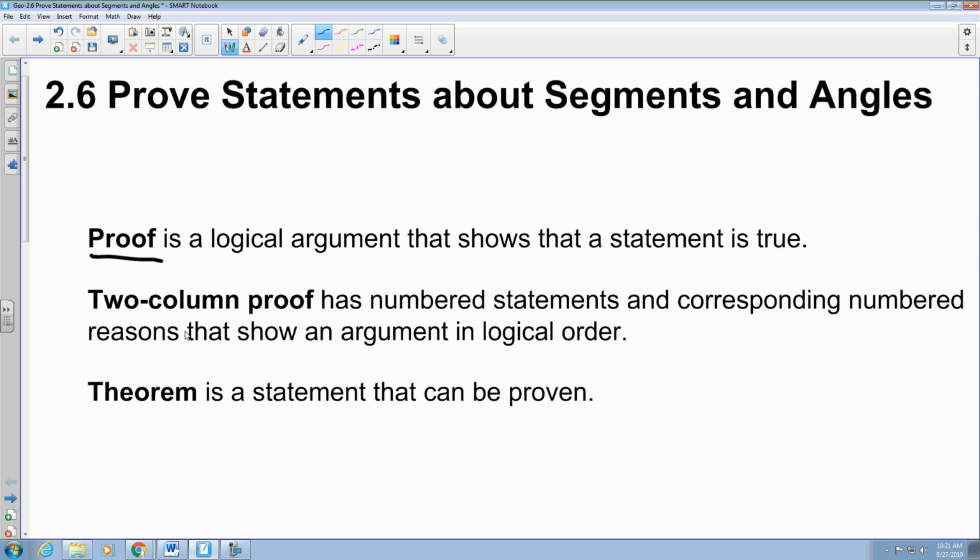Also, we are going to introduce some theorems. So when we're looking at proofs, we are going to be using either postulates or theorems. Postulates are given truths where you don't need to prove them, but theorems are statements that can be proven. You just have to show that they exist in those specific situations or certain examples.